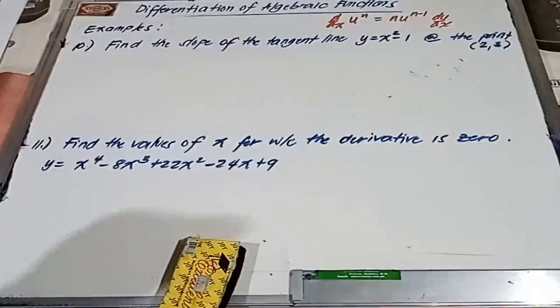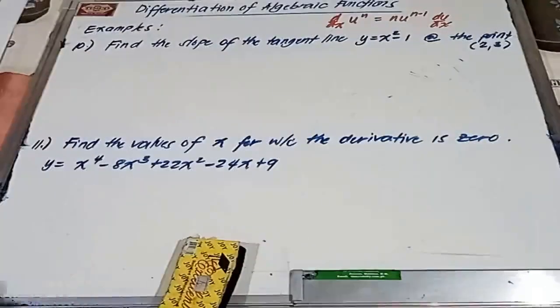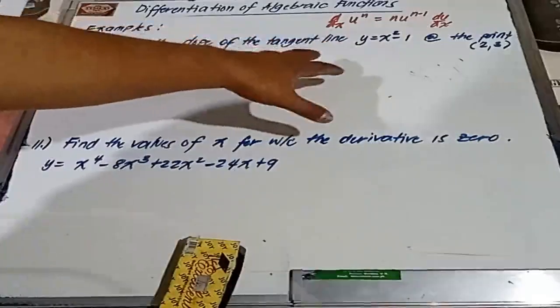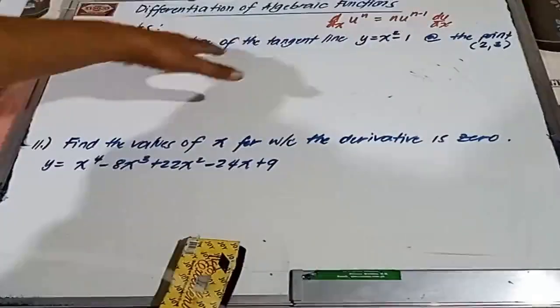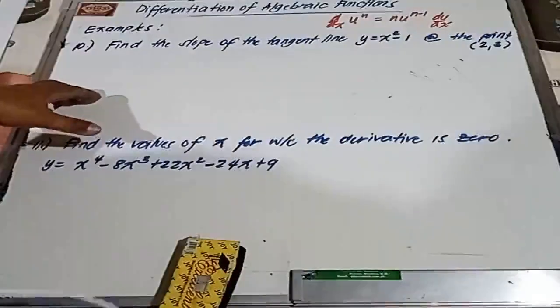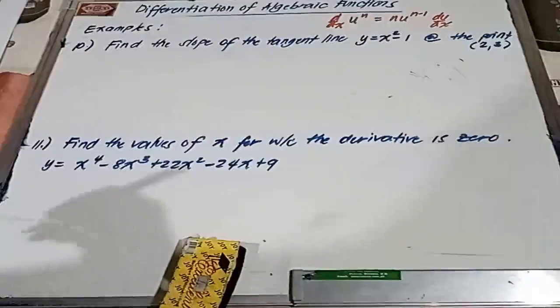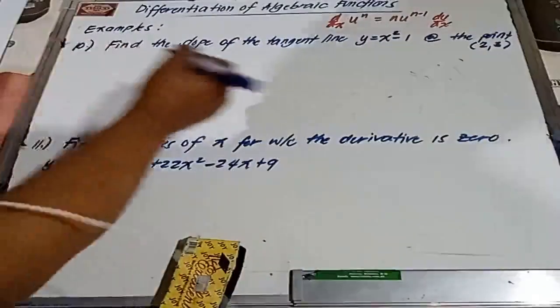Okay? So, what we're going to do is to determine first the derivative of the function. Kasi yung derivative ng function na to will determine yung slope niya at that point (2, 3). Kasi yung makukuha nating derivative, yun na yung slope of the tangent line. General slope of the tangent line. So, kunin natin yung derivative.